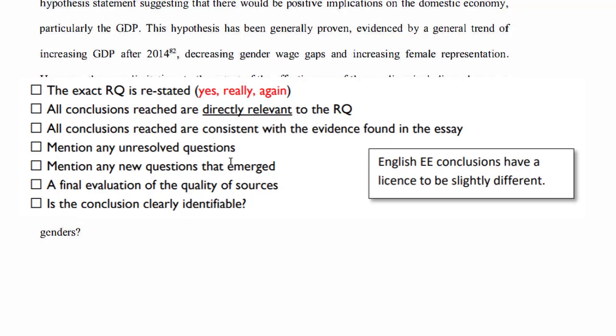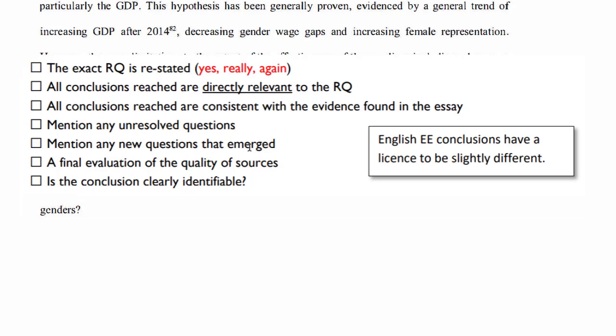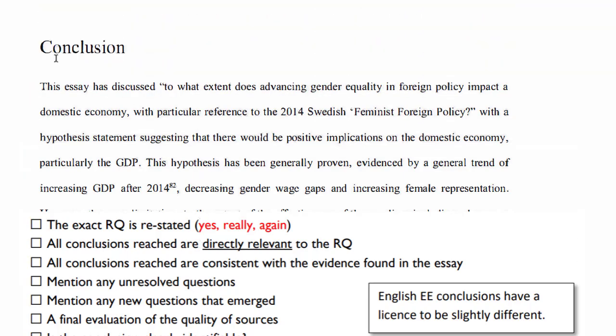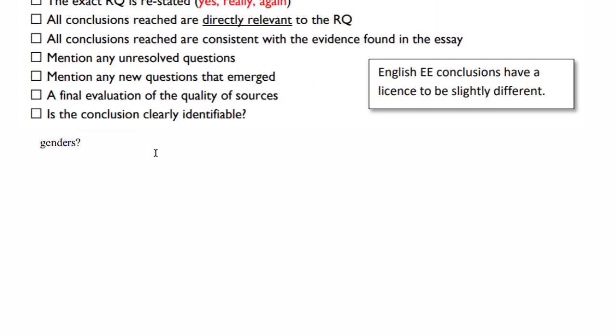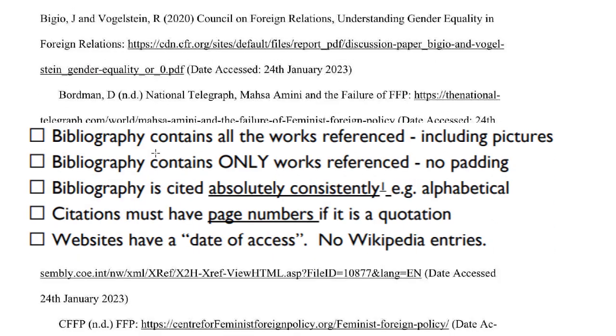You may have some unresolved questions, very likely. If you had more time, what can you do? Just short, though, because you can put these into your reflections in the reflections document with Crom. Any new questions that emerged as you began to understand the topic? You may have found a new question that you would like answered. It's really nice. Again, that may appear in the reflections rather than the conclusion, but it could go in here if it's really good. A final evaluation of the overall quality of the sources. And is it clearly identified? In other words, does it have the conclusion? Yep, dead easy. And so obviously then we just have the bibliography.